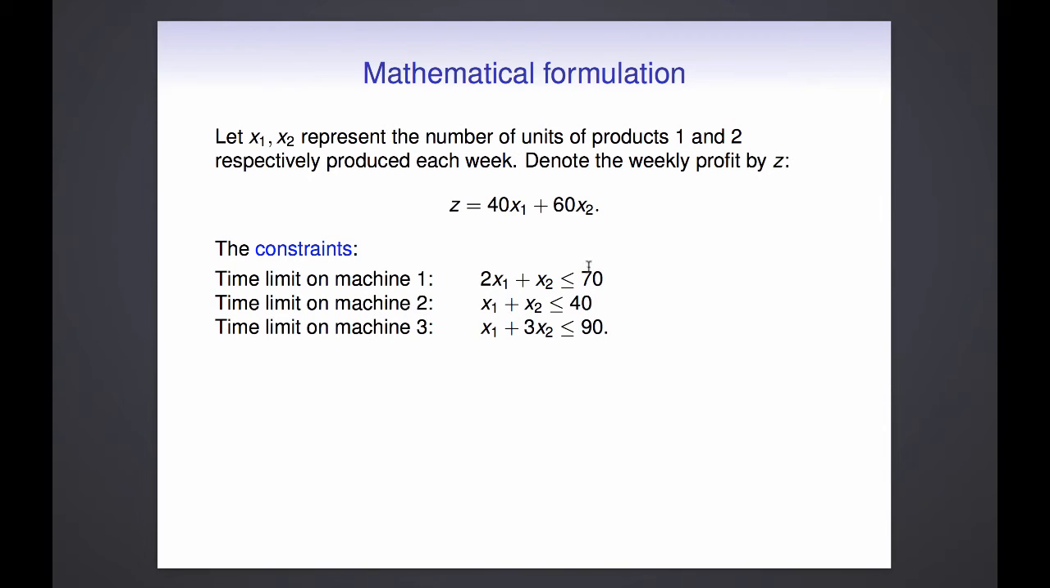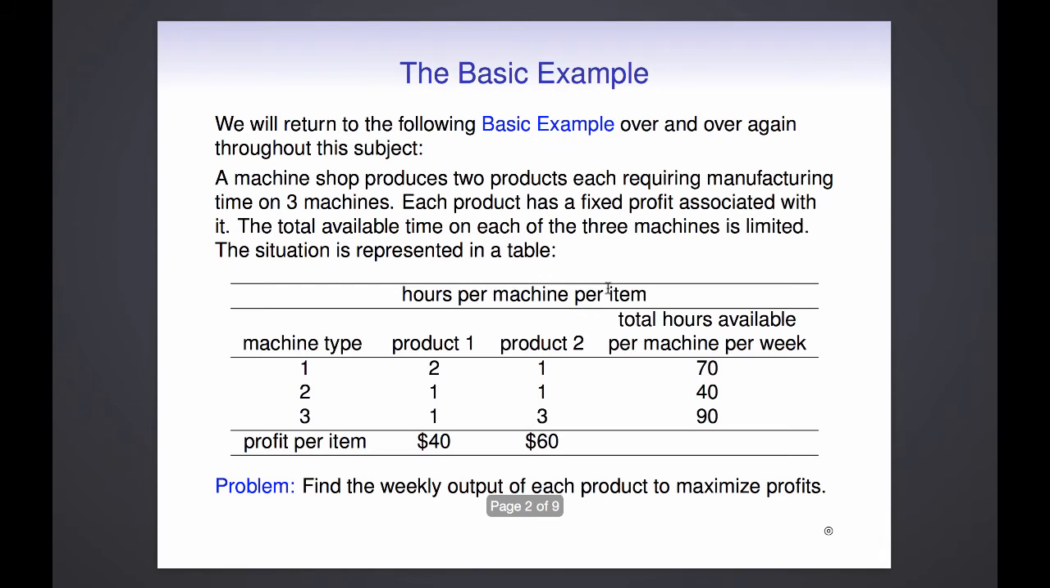Machine 1 has a total number of hours available of 70 per week. So we can't spend more than 70 hours per week working on machine 1. Now, for product 1, for each item, we need 2 hours on machine 1. For product 2, for each item, we need 1 hour on machine 1.